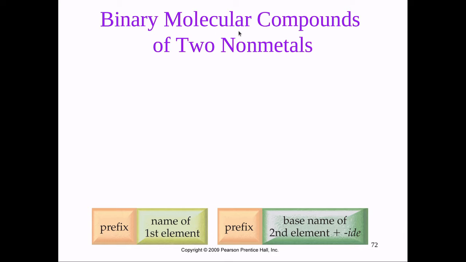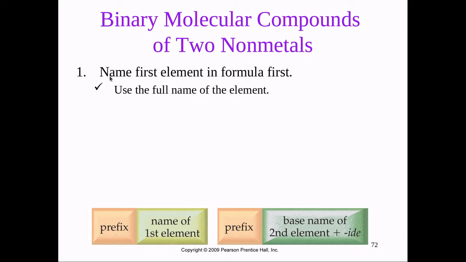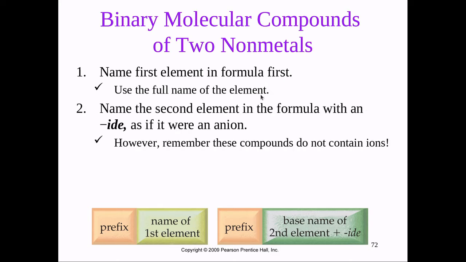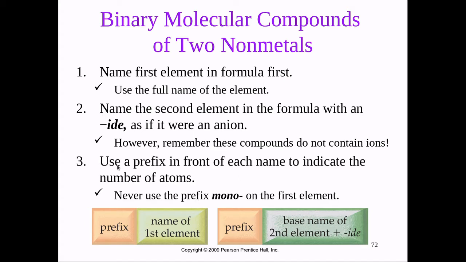So when we have a binary molecular compound of two nonmetals, we're going to start off by first naming the element that appears first in the formula. We're going to use the full name of the element. Then we're going to name the second element in the formula, but we're going to change the ending to "ide" just like we did in the case of the anions. Remember that this does not imply, though, that there are any ions in these. These are not ionically bound species.